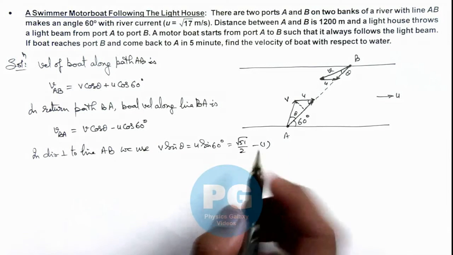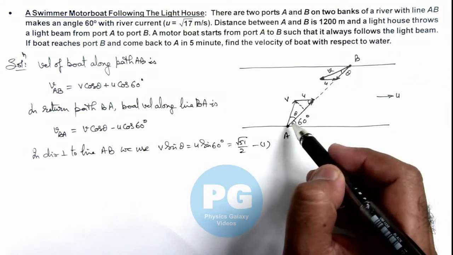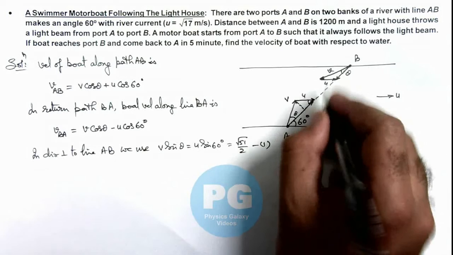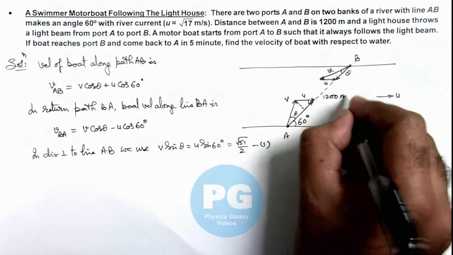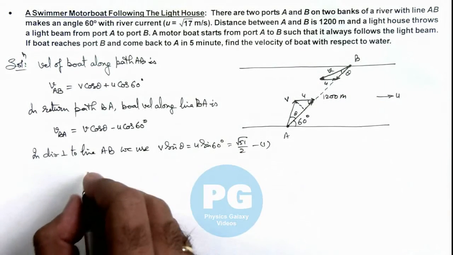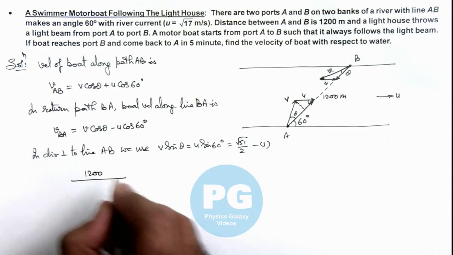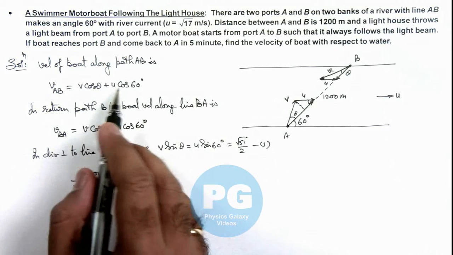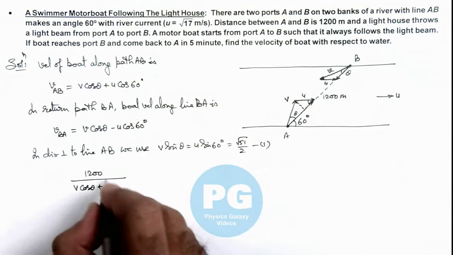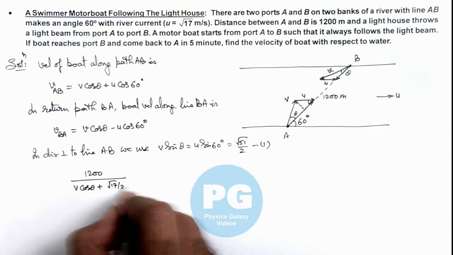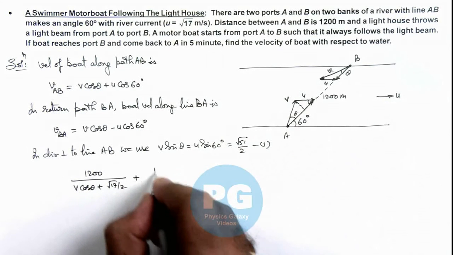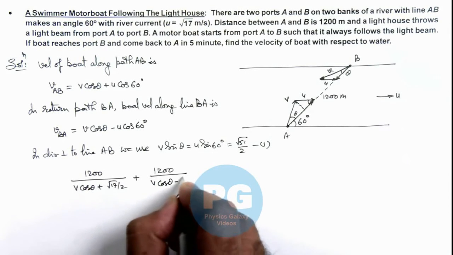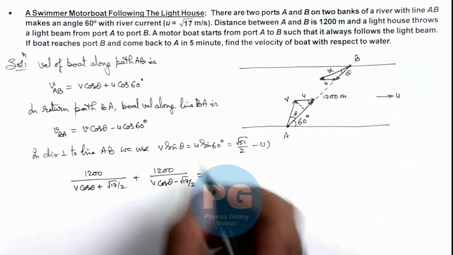We are also given that the total time in going and coming back along line AB is 5 minutes. The distance is 1200 meters. So the time in going from A to B is 1200 divided by V cos theta plus U, which is root 17 times cos 60, that is root 17 by 2. Plus the time in coming back, which is again 1200 divided by V cos theta minus root 17 by 2. And this equals 5 minutes in seconds.